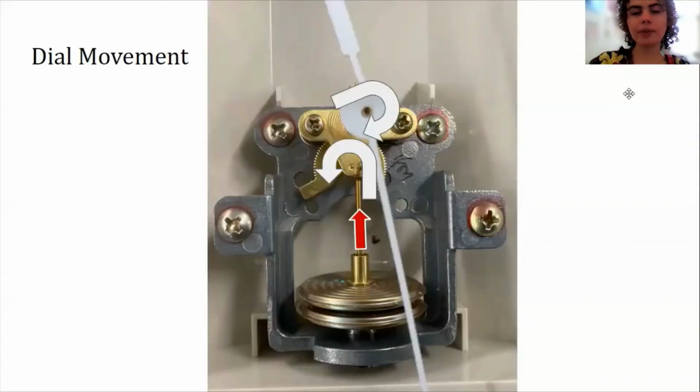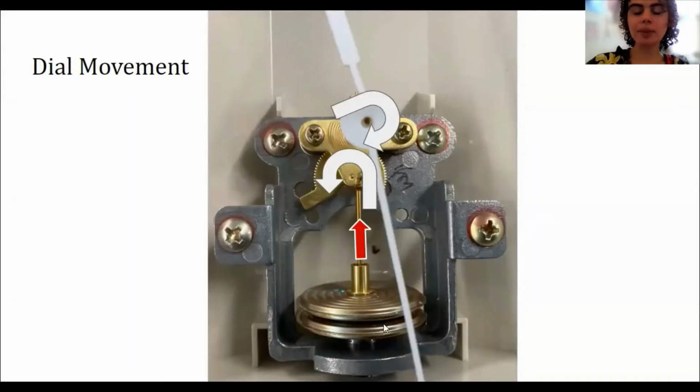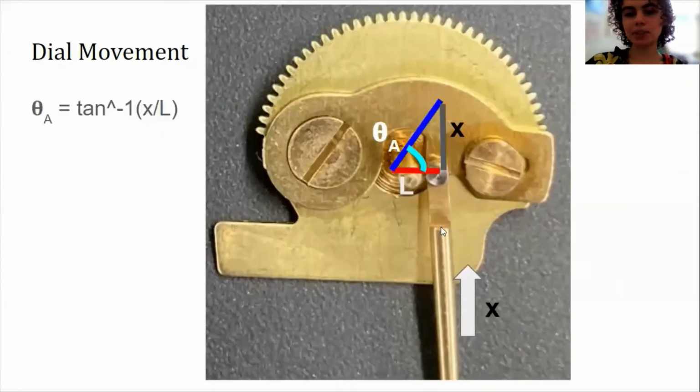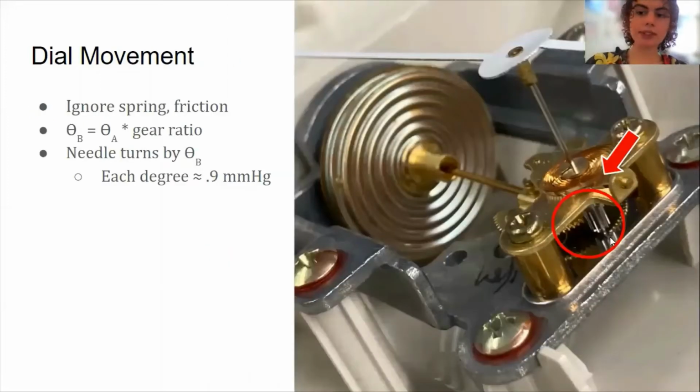So how do we go from deflection of the diaphragms to a pressure reading that we can read and use? The deflection produces a linear motion here at this lever arm that rotates these two gears. Here's the lever arm. You can see a deflection X. You can use trigonometry to solve that to find theta A, the rotation of the first gear. That'll turn this gear here. As you can see at this gear interface, there is a spring right above it that does resist rotation of the dial, but it has a really low spring constant, and its purpose is really just to make sure that these two aren't wobbling around as they turn. So we can ignore it, and we can also ignore friction.